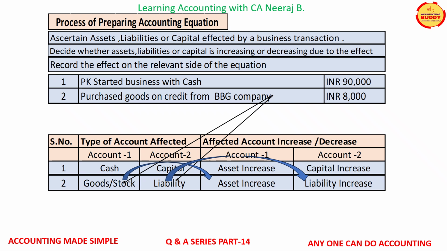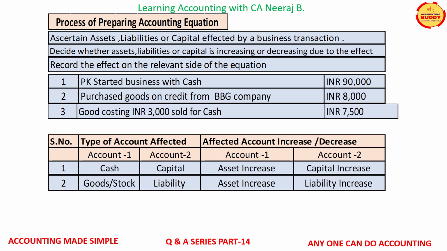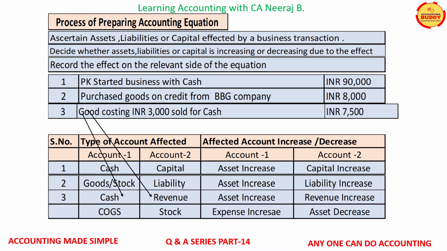The third transaction which we will consider is that goods costing INR 3,000 are sold for cash of INR 7,500. If we analyze this transaction, cash and revenue accounts are affected, and the cash, which is an asset, will increase, and the revenue is earned, therefore it will also increase. In the same transaction, cost of goods sold, that is the COGS, and the stock accounts are also getting affected. Expense will increase being the cost of goods sold, and the stock being the asset will get reduced.